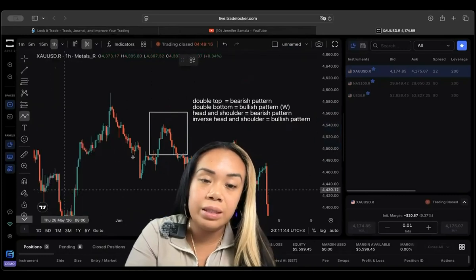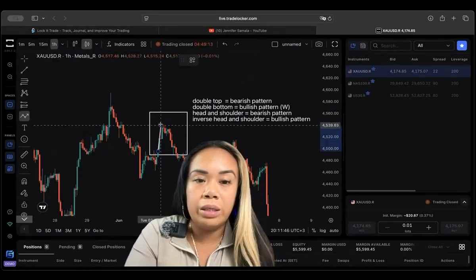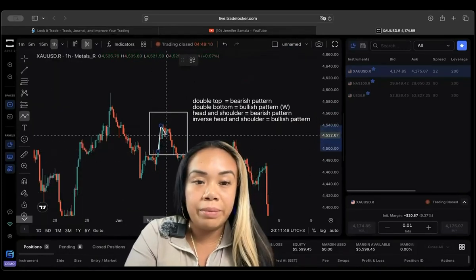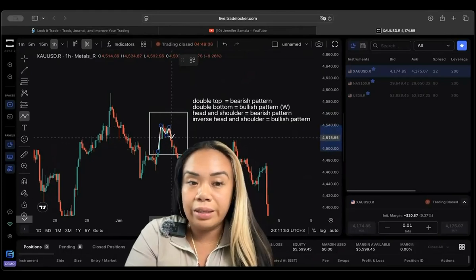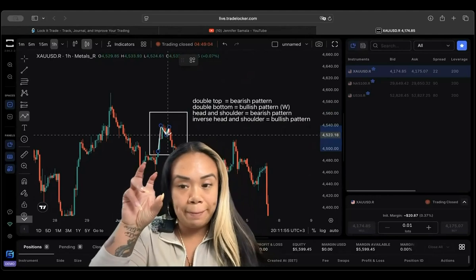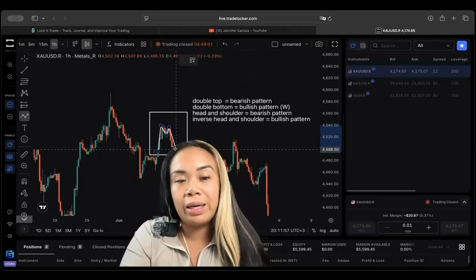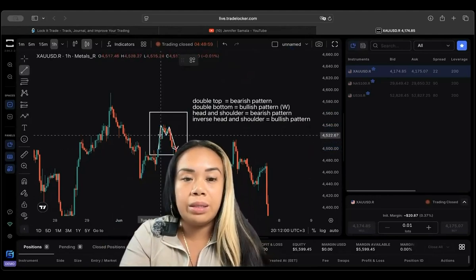Let me show you guys if you can't see it. A double top, all it is, is there's a top, it came down, it did another top, and then here's the neckline. Wherever it comes down into that M, right? That's going to be the neckline, guys. And then it came down.